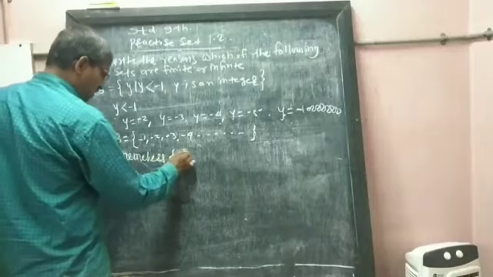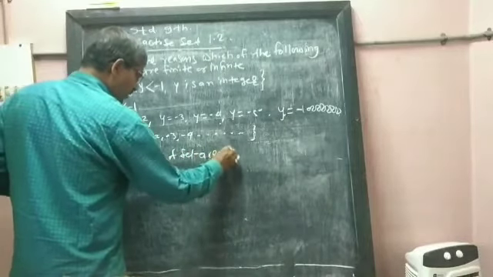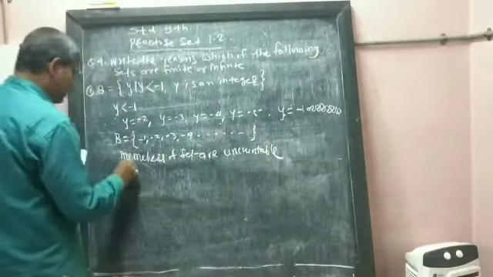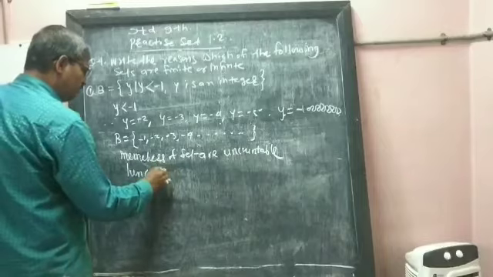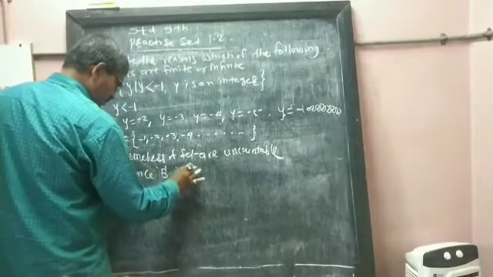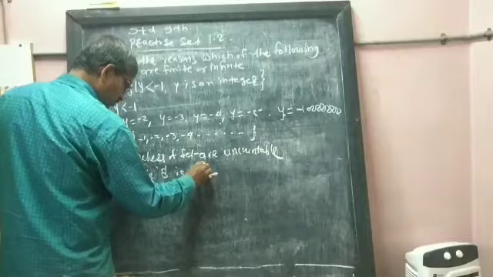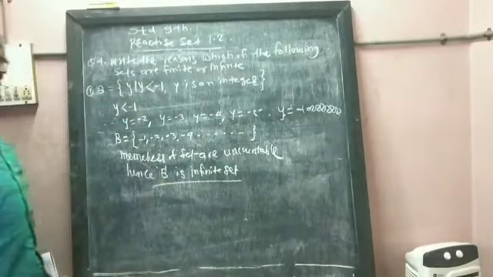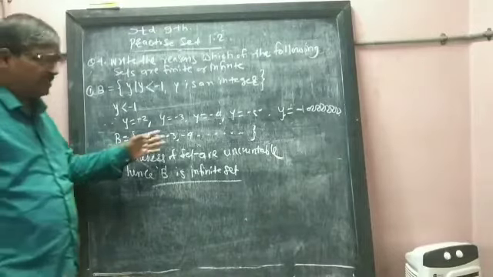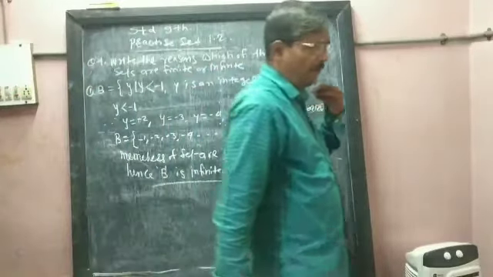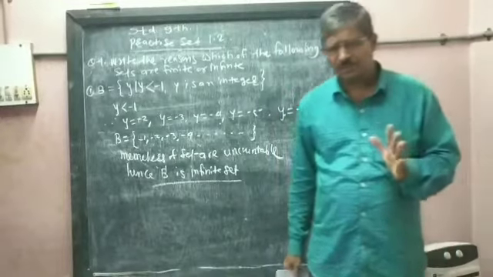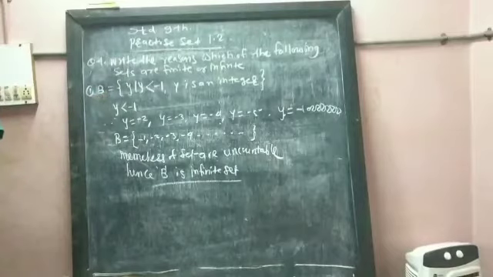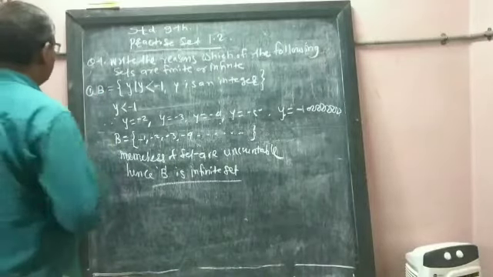Members of set B are uncountable, hence B is an infinite set. Why is B an infinite set? Because it has an unlimited number of members. You cannot count them, and therefore B is an infinite set.